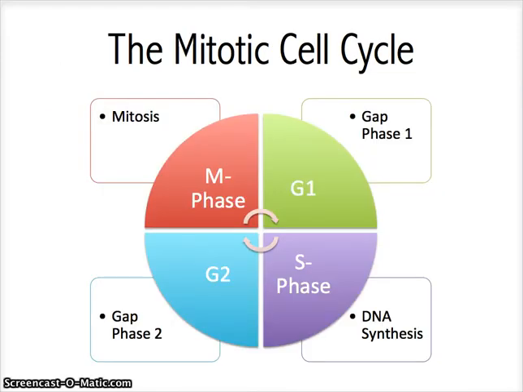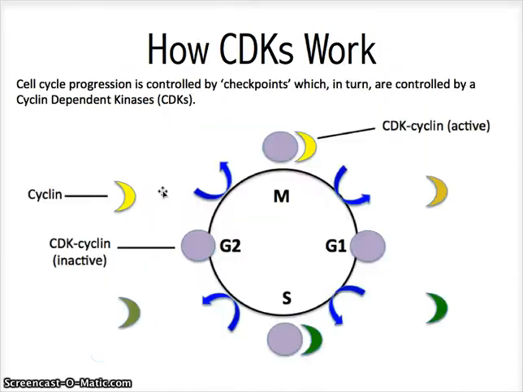This is composed of your four major phases. As you already know, you've got your gap phase 1, S phase where DNA synthesis takes place, gap phase 2, and then mitosis, which is M phase, where the cell actually divides into two different cells.